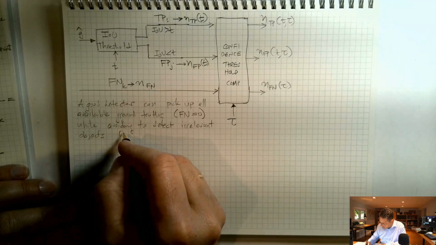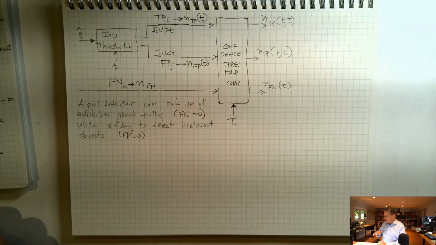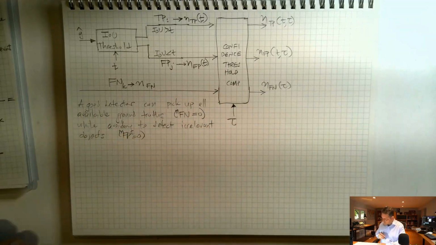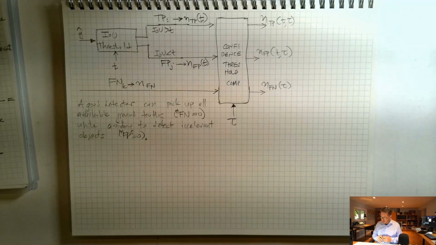Which means that the false positives should be 0. And in fact, to be more accurate, the counters of n false negatives and n false positives should be 0. So that is basically the ultimate detector if we can actually design it. And I think it's worthwhile trying to see here what is really happening with respect to this kind of thresholds.